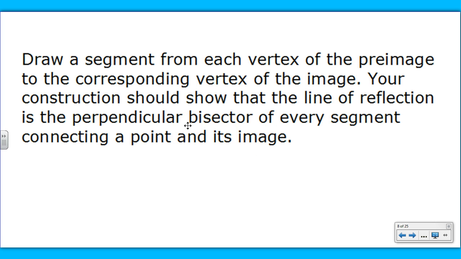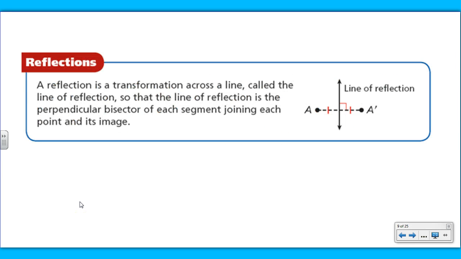Okay, draw a segment from each vertex of the pre-image to the corresponding vertex of the image. Your construction should show that the line of reflection is the perpendicular bisector of every segment connecting a point and its image. Okay, so here we have a line of reflection, and here's a point and its image, right? And so we can see that there is a perpendicular bisector, or this line of reflection bisects the segment that joins the point and its image.